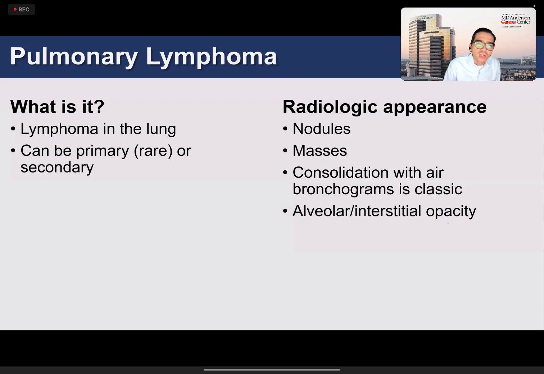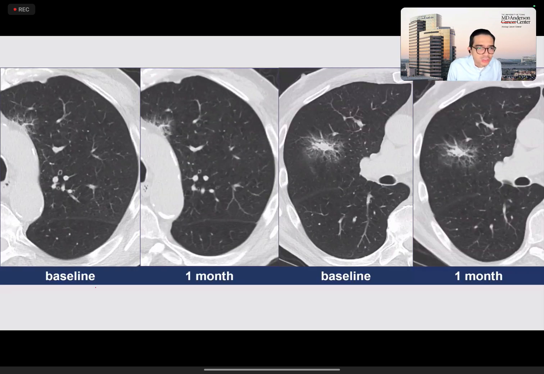Okay, so that was the first cancer I want you to think about when you have a chronic consolidation. The second one is pulmonary lymphoma. And pulmonary lymphoma is essentially lymphoma in the lung, and it can be nodules, masses, but the kind of classic description in textbooks is consolidation with air bronchograms, and it can also be alveolar or interstitial opacity. Okay, so here is an example, baseline and at 1 month.